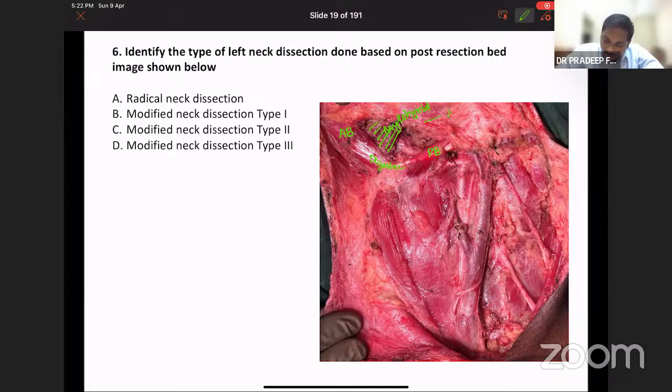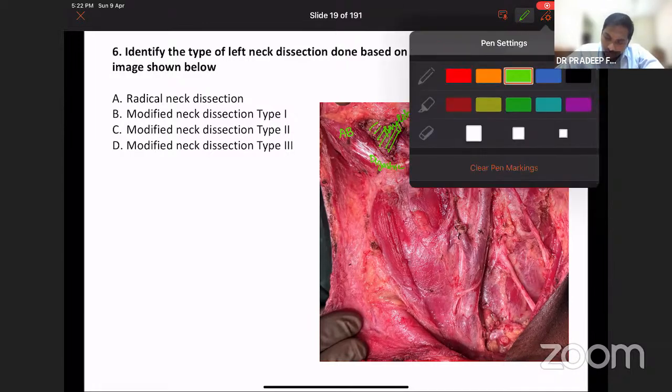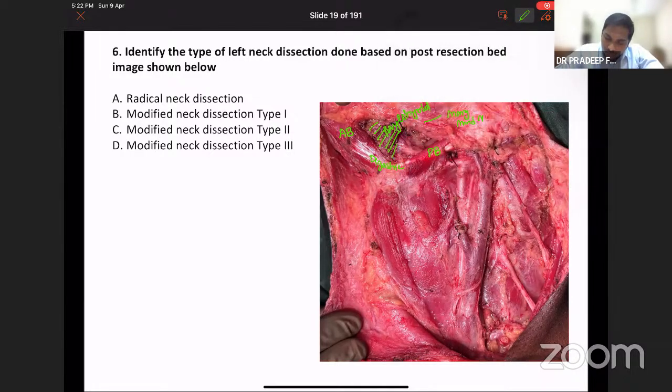This is the marginal mandibular nerve. It's not clearly visible here. This is the location where the submandibular gland will be. Okay, so this is the hypoglossal nerve.